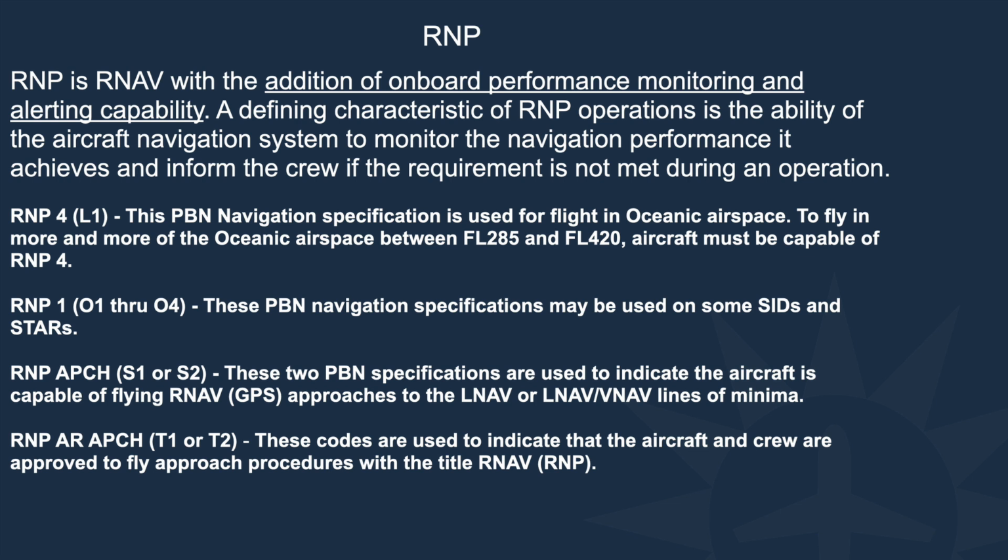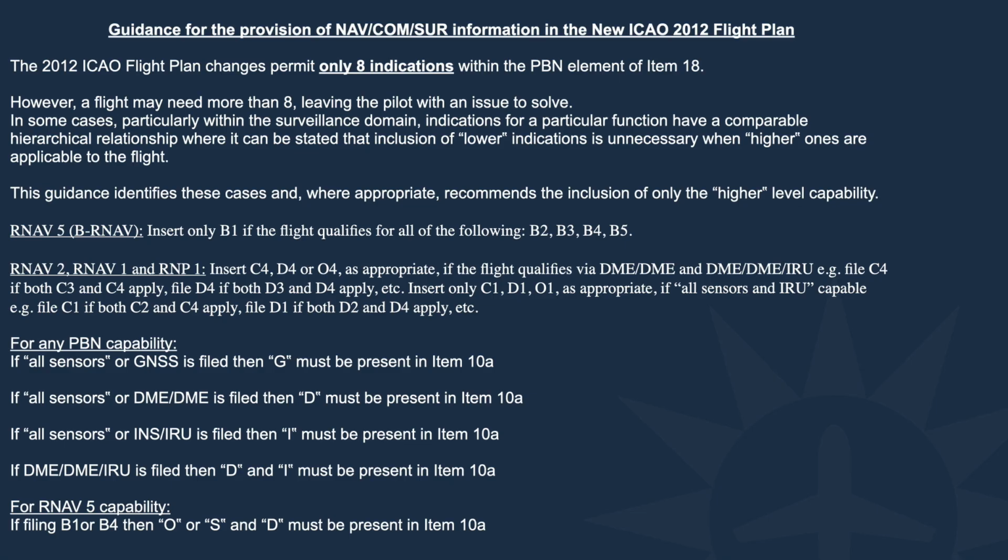You can put them in there, but they're not going to give you any sort of special handling because, again, ATC does not assign approaches based on your PBN codes. So it's really not worth your while to put them in there. Some people have run into issues where they have so much equipment on the airplane and so much capability that they run out of space to put in their PBN codes, since the field only allows 8 indications of PBN.